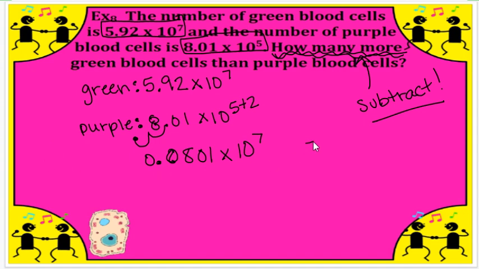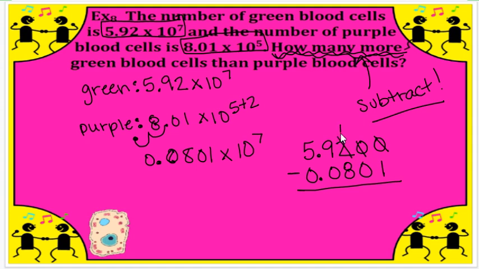So I'm going to stack up my problem here. 5.92 minus 0.0801. And remember, we need digits here, so we're going to have to add those zeros in. All right, we're going to do some borrowing again. 0 minus 1, we can't do that. And we can't borrow from this 0, so we've got to come all the way over to the 2, so it becomes a 1. This one's going to become a 9, and this becomes a 10.